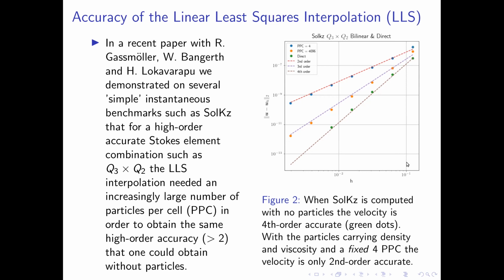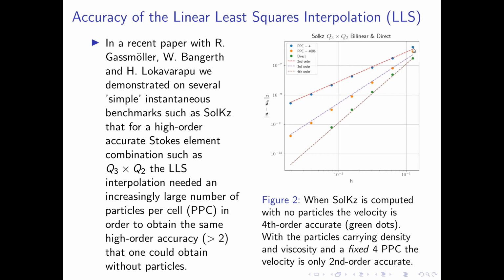And H is largest over here, smallest over here. And with the direct method, which is what we call not having particles, we get fourth order accuracy, which is what you expect without time stepping for the Q3 element.